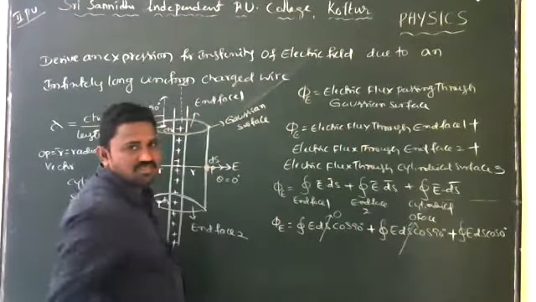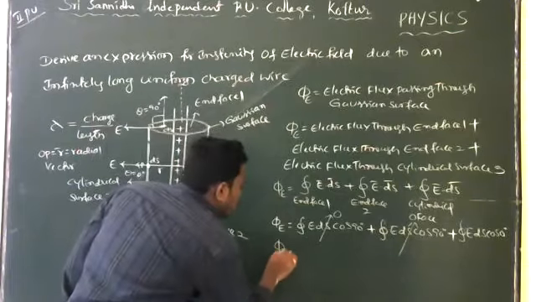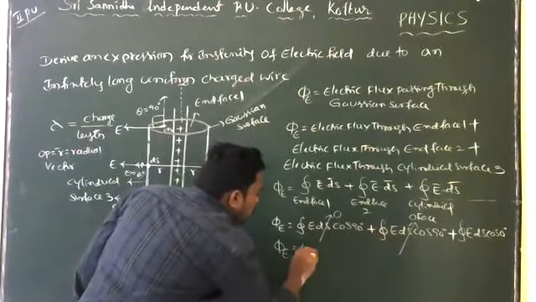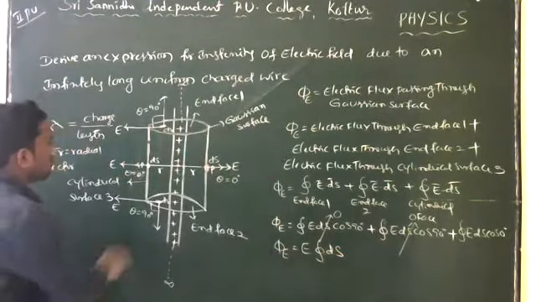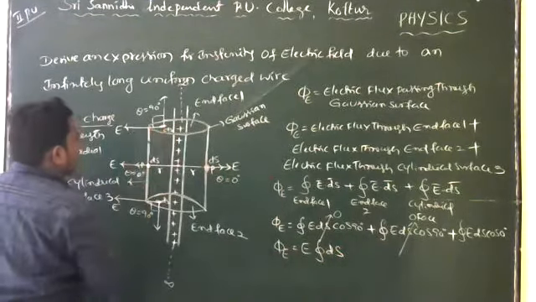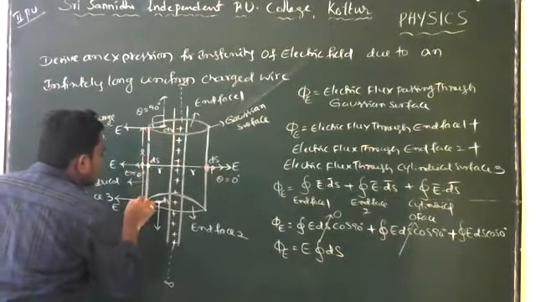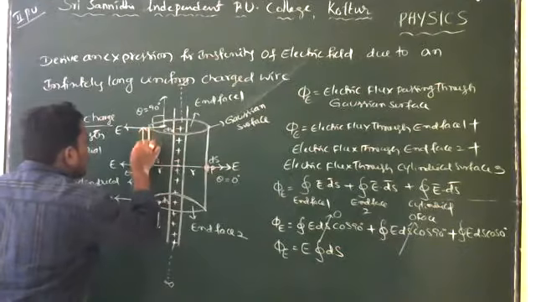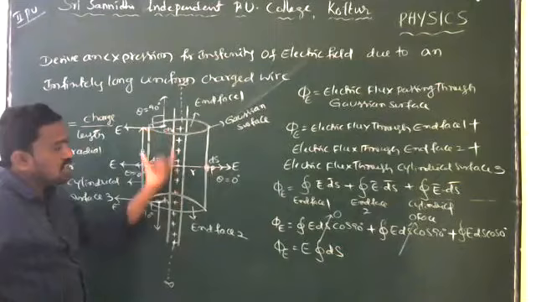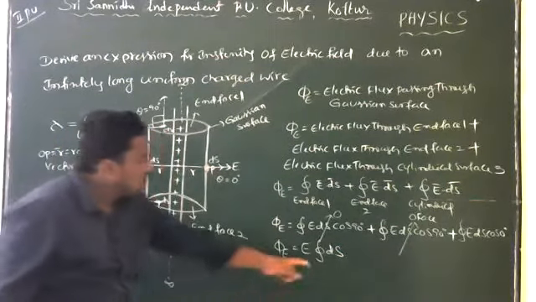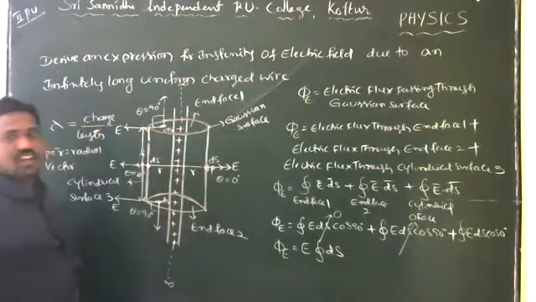So E is constant. E is the same at every point on the Gaussian surface. Therefore phi is equal to E common, so closed integral ds. This is the cylindrical surface, and L is the length of the cylindrical Gaussian surface. So closed integral ds here means the total area of the cylindrical Gaussian surface.